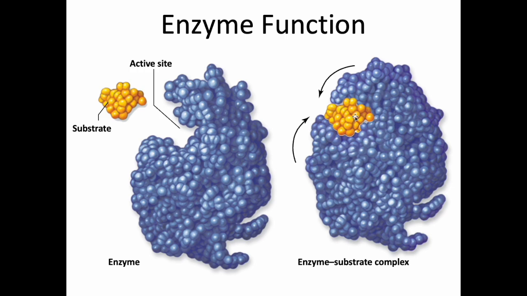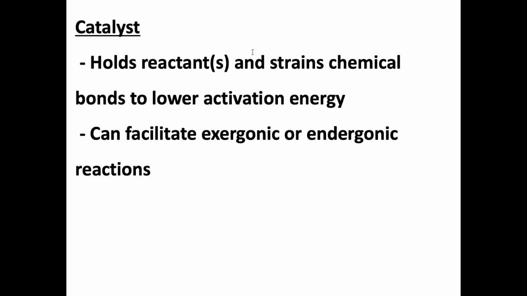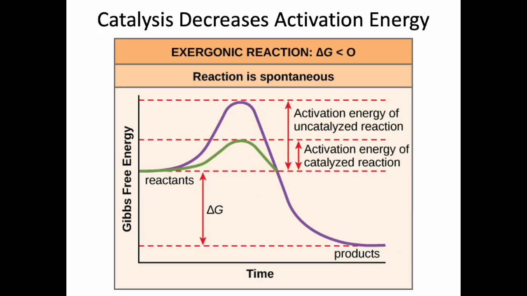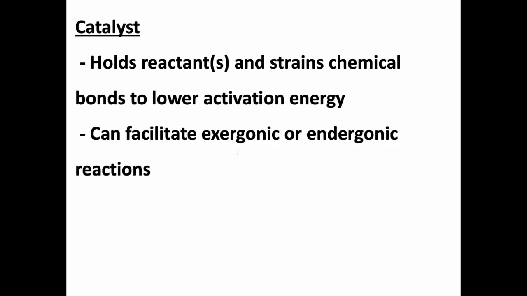It's just changing its shape a little bit to strain the bonds a little bit in this starting material, effectively lowering that activation energy. So catalysts hold reactants, strain their chemical bonds. Catalysts lower activation energy. And like we saw with these two graphs, these can be used to facilitate exergonic reactions or endergonic reactions. Now, catalyst is a very broad term.